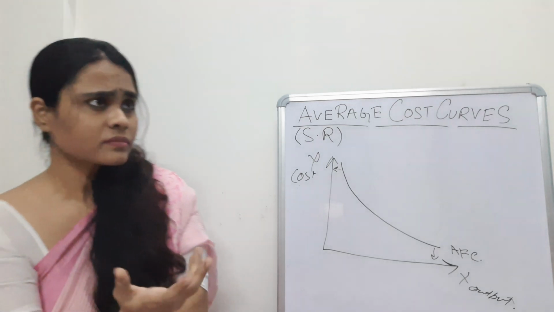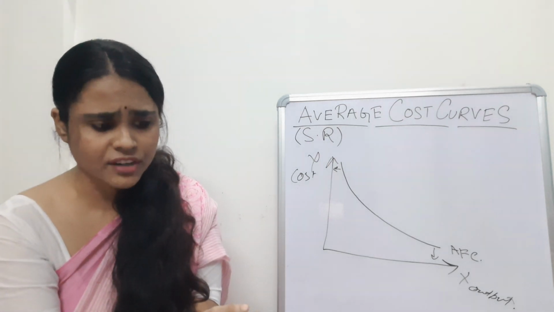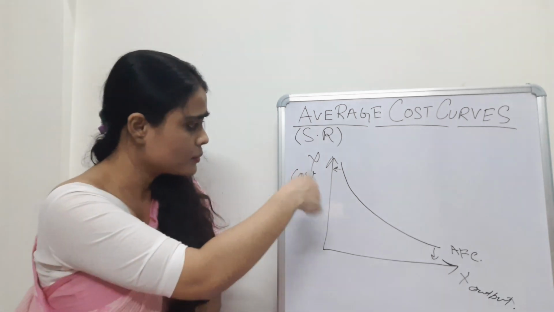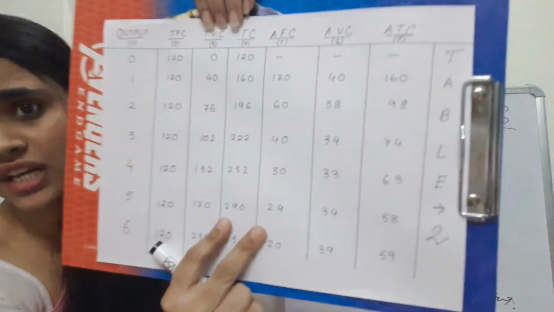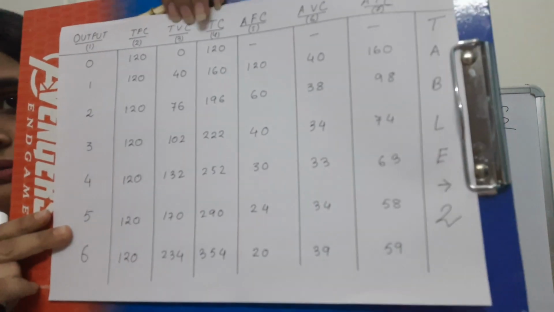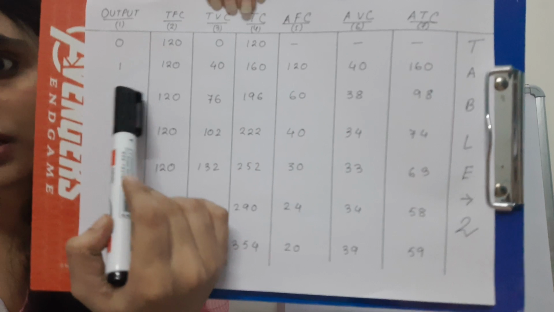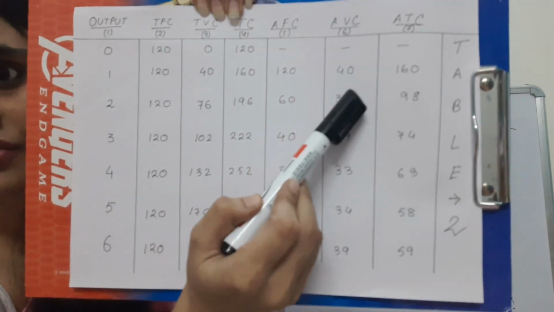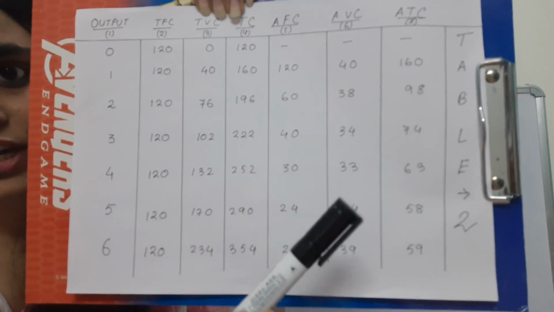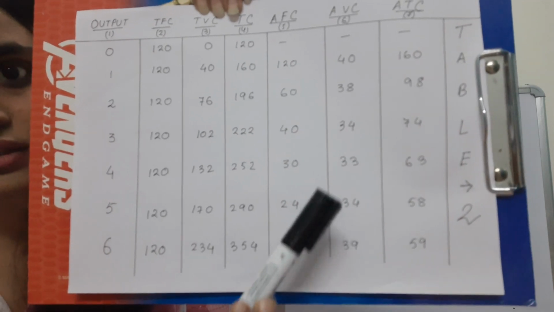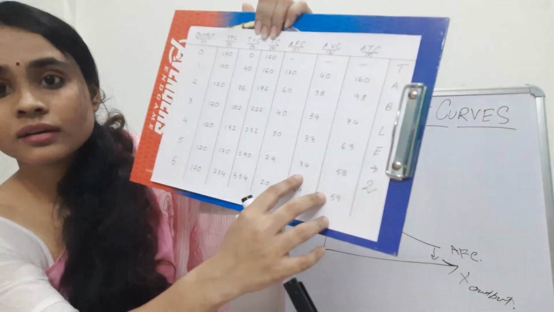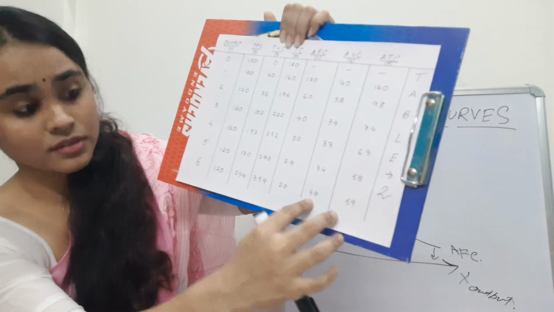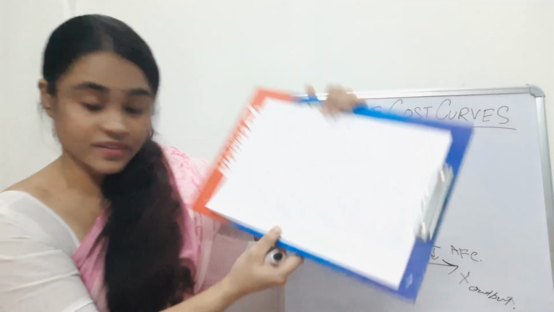So first we need to show the values, otherwise we won't be able to give you the idea of it. For unit 1 the average variable cost is 40, then 38, then 34, then 33, 33, then 34, and then 39. So up to the fifth unit it is decreasing, then from the sixth unit it is increasing.